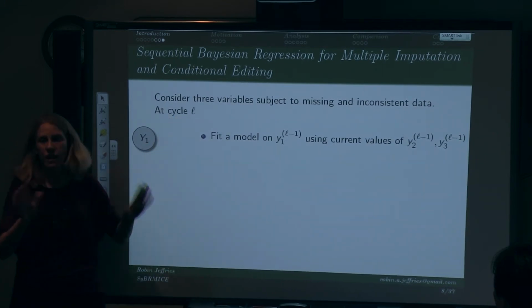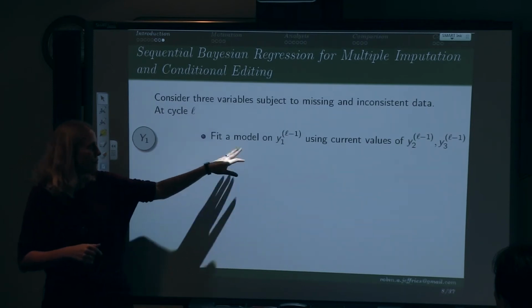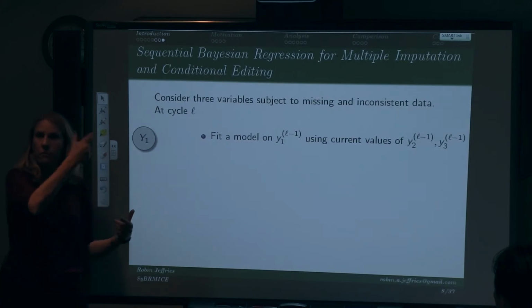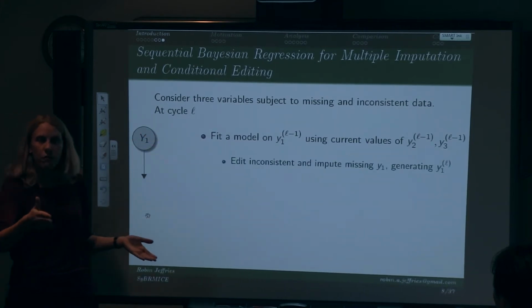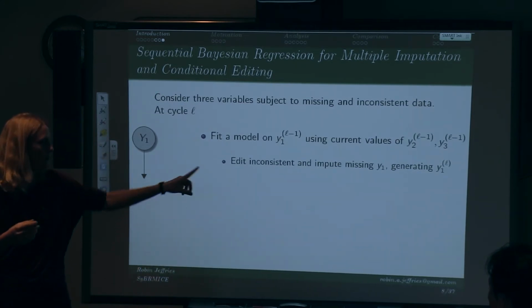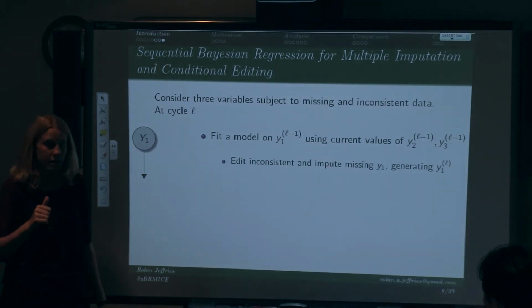So we're looking at cycle L right now, the most current version of the data for Y1, using the current values for Y2 and Y3, which happen to be from the previous iteration. I'm going to edit the inconsistent and impute the missing values for Y1 and generate a new vector for Y1 that's complete and consistent. So no missing and no inconsistent data.